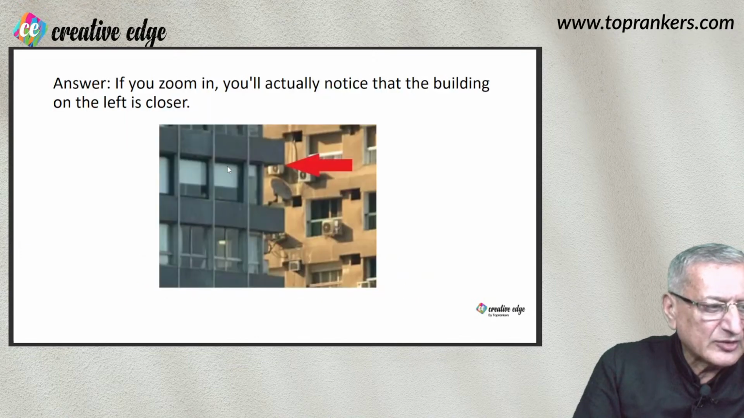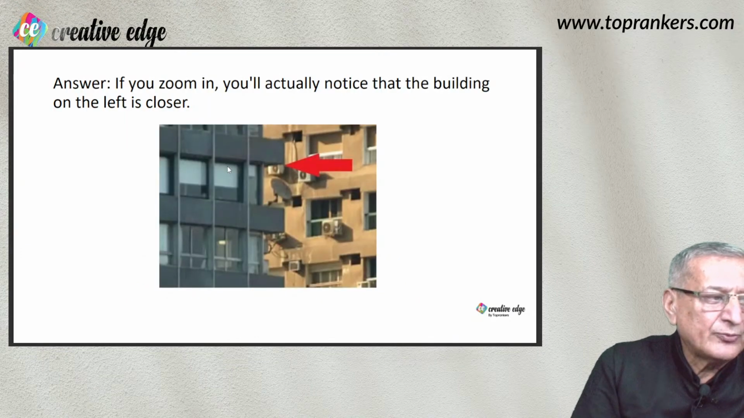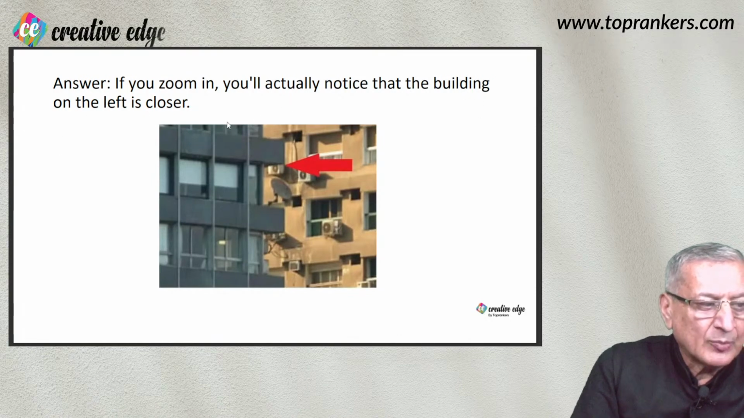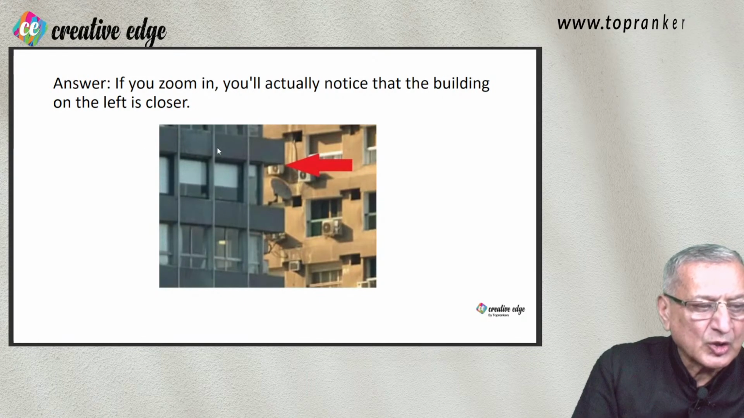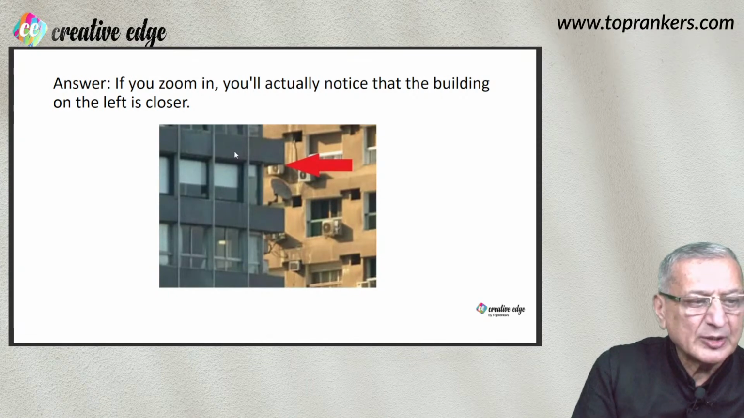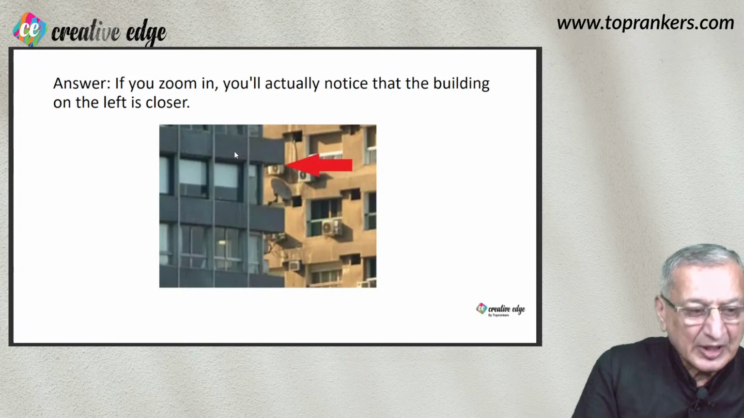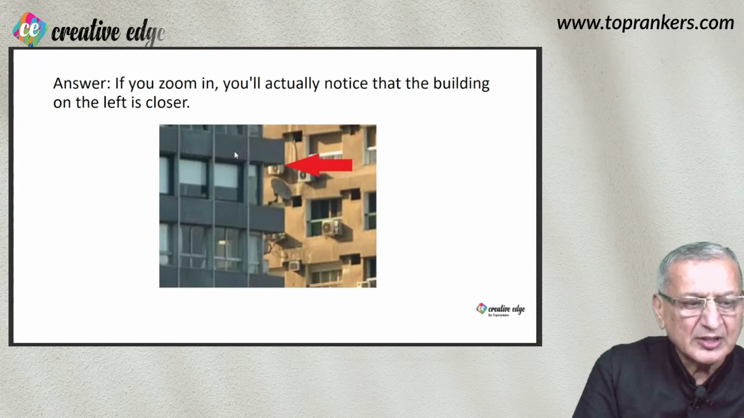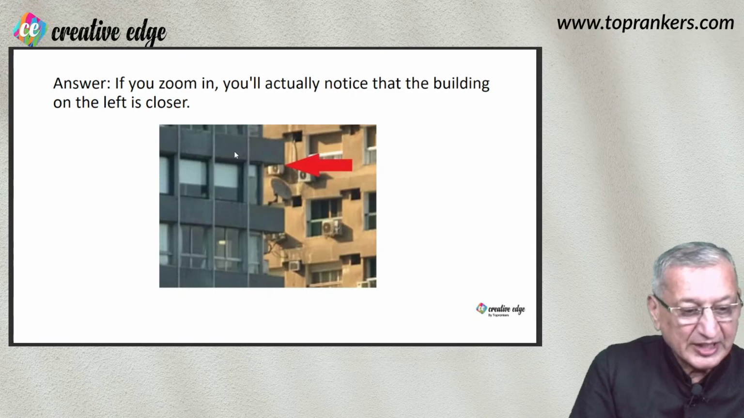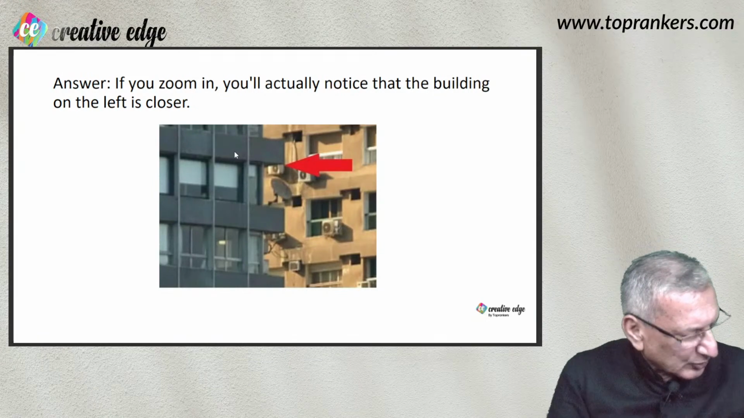Now we come to the answer. If you zoom in, you will actually notice that the building on the left is closer. Purposely, the examiner had given you the dark color building, which automatically, as per the chromosomes, goes in the backdrop. I have taken once again the slide of chromosomes at the end of this presentation. I will tell you what chromosomes are, and that again can form one of the questions.